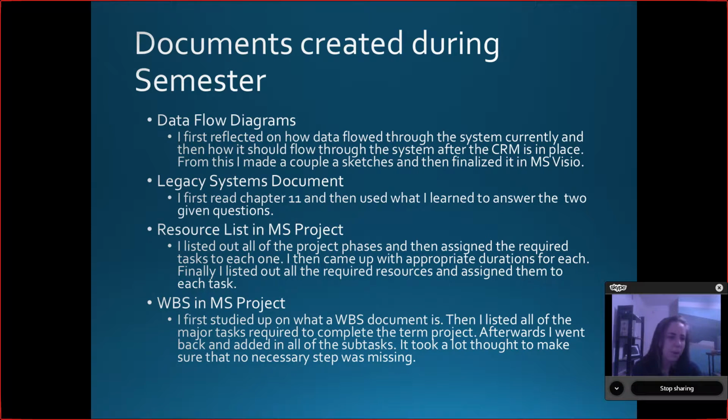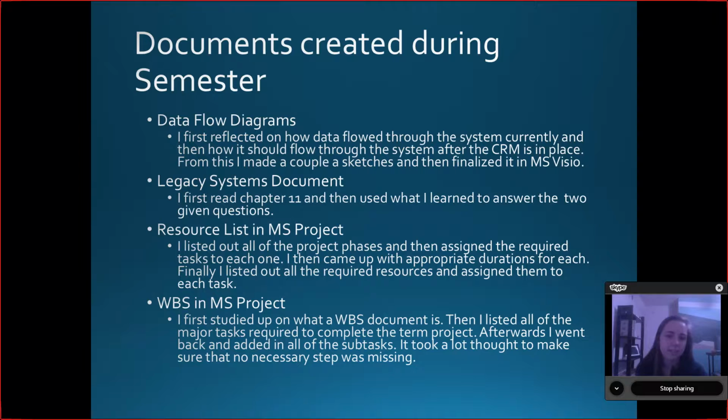The next documents we made were the data flow diagrams. For this, I first reflected on how data flowed through the system currently, and then how it should flow through the system after the CRM is in place. From this, I made a couple of sketches and then finalized it in MS Visio.